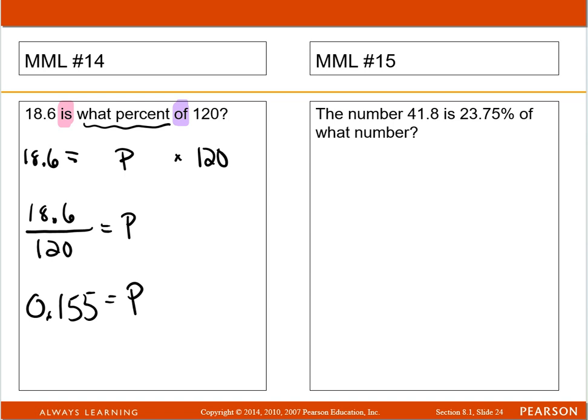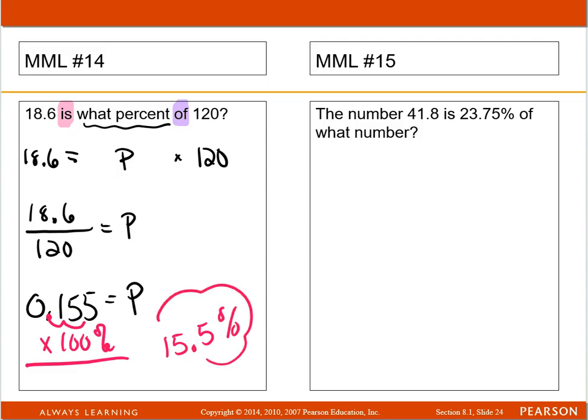But that's not in percent form. You now have to multiply this times 100% to get it into percent form, and that's going to move the decimal 2 places to the right. So your final answer should be 15.5%, and that's 14. And then 15 is a similar problem.